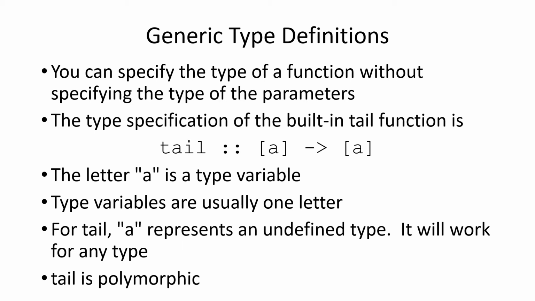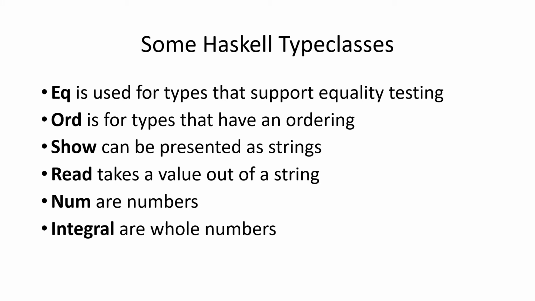Now, it could be a list of characters. It could be a list of letters. So A is whatever it is. But if the list is of type numbers going in, then it'll be a list of type numbers coming out. If it's a list of type characters going in, it'll be a list of type characters coming out. You should note that tail is polymorphic. That is, it takes different types of input types and produces different results based on the input types.